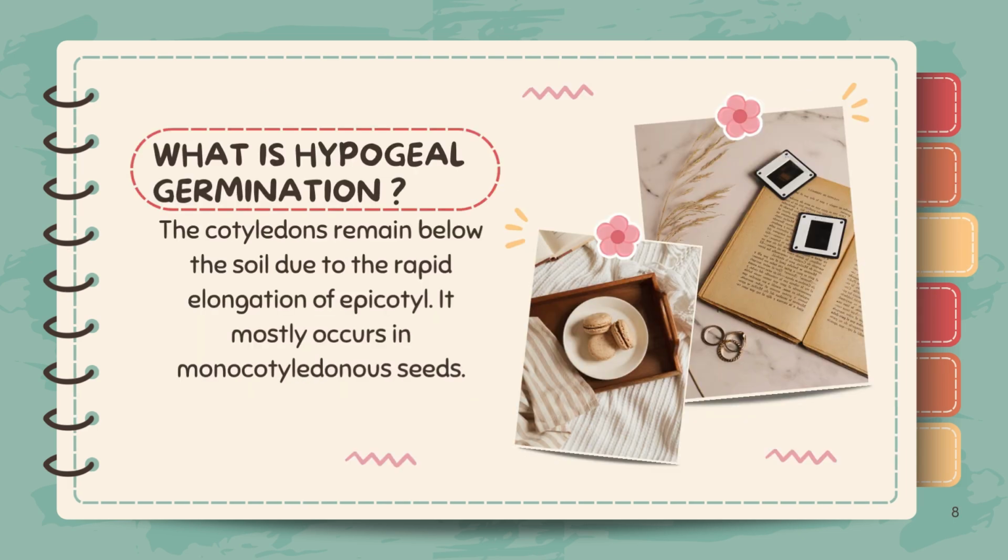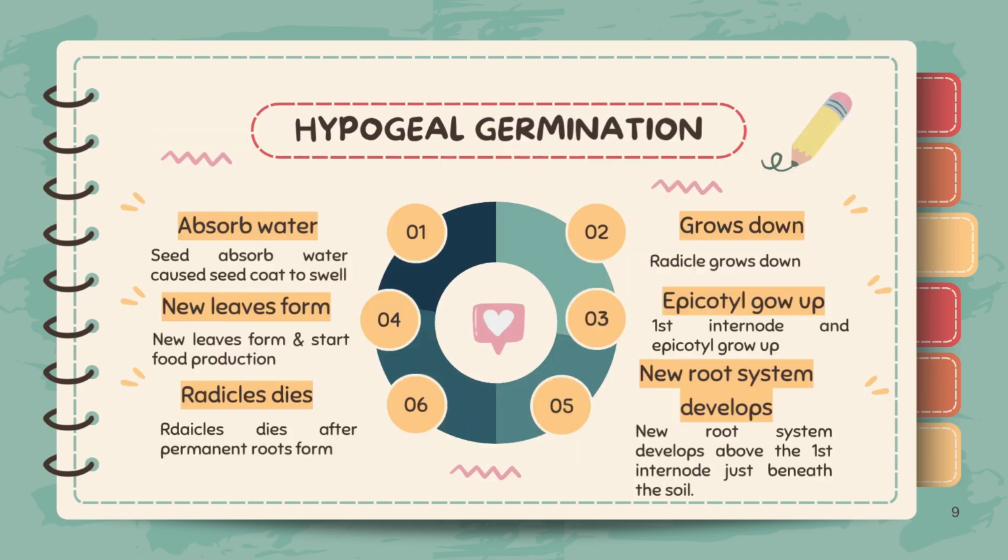Next is hypogeal germination. What is hypogeal germination? Hypogeal germination means the cotyledon remains below the soil due to the rapid elongation of the epicotyl. It mostly occurs in monocotyledonous seeds. These are the hypogeal germination steps.